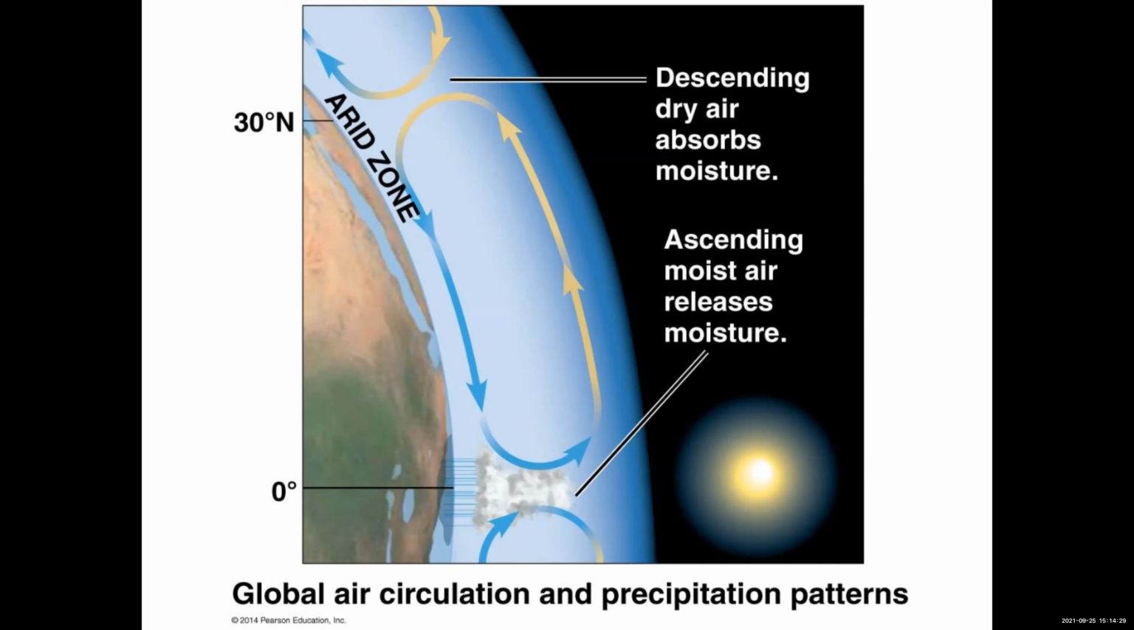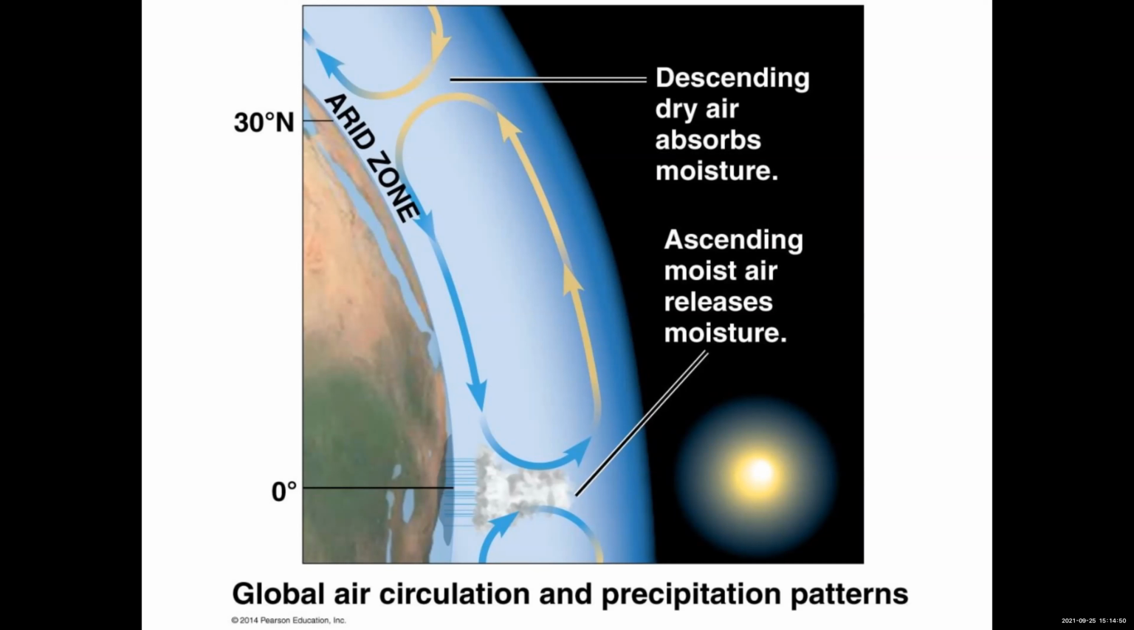All right, so what happens is it's going to go sideways until it gets to an area where it's now cooler than the air around it, and so it's going to start to fall, right?